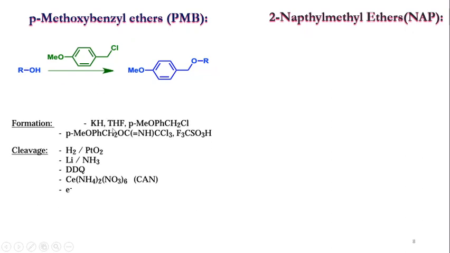The next is protection of alcohol by means of para-methoxybenzyl ether. In this case, the para-methoxybenzyl chloride is reacted with this alcohol and we got this para-methoxybenzyl ether. This is the protected form of this alcohol and it can be done with the help of KH in presence of THF, reacted with this para-methoxybenzyl chloride, and deprotection can be done with the help of reducing reagent like H2, PtO2, then Li/NH3.